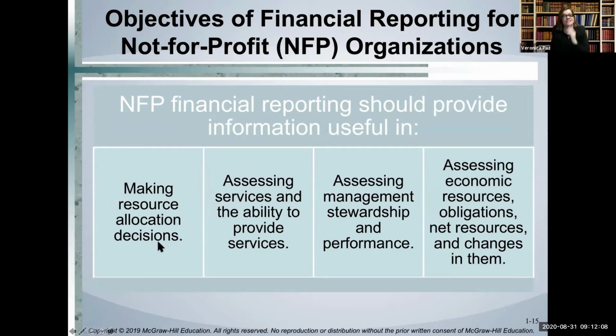All right. And then assessing services and the ability to provide those services, and then management, stewardship, and performance, and then assessing economic resources and obligations, which we would net, and we would have net resources and the changes in the net resources.